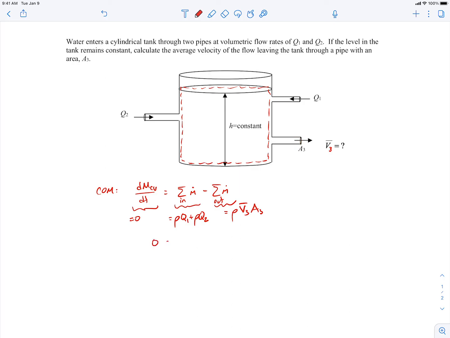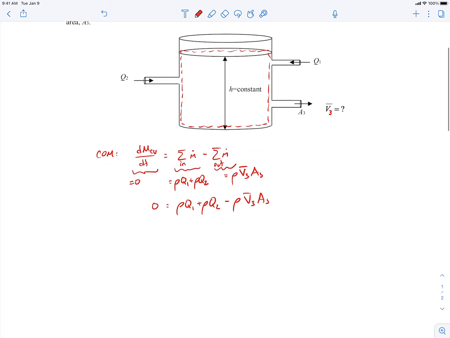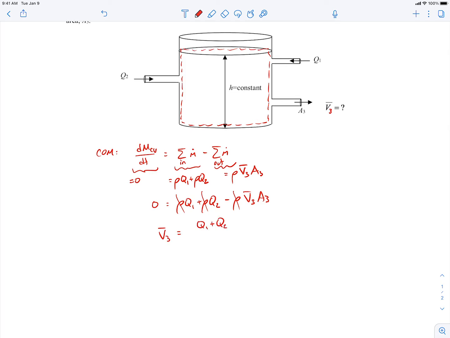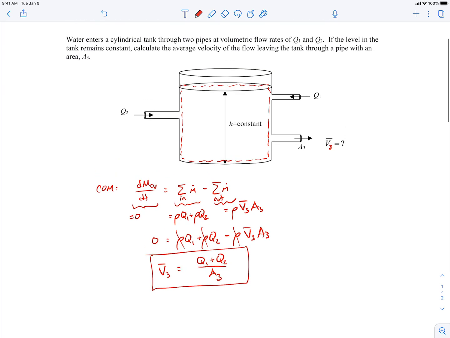So let me just go ahead and write this all out a little more clearly. We're trying to find the average velocity, V3, so we can just go ahead and rearrange this equation. You'll see the densities cancel out. We're assuming the water's incompressible. So V3 bar, the average velocity, would be Q1 plus Q2 divided by A3. So that's just a straightforward application of conservation of mass.